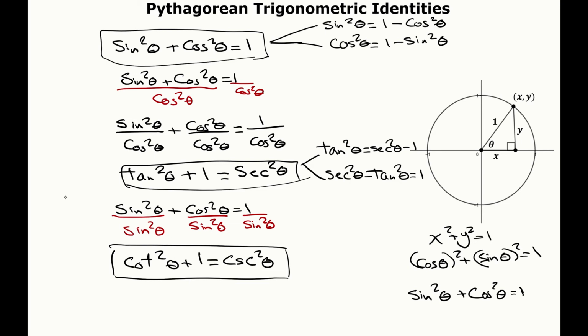And we can do a similar thing here. So solving it for cotangent squared theta, we get cosecant squared theta minus 1. Or we can do the same trick we used here, go ahead and move the cotangent squared theta to the other side, so we end up with cosecant squared theta minus cotangent squared theta equals 1.